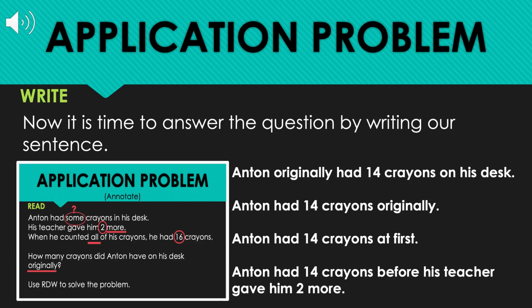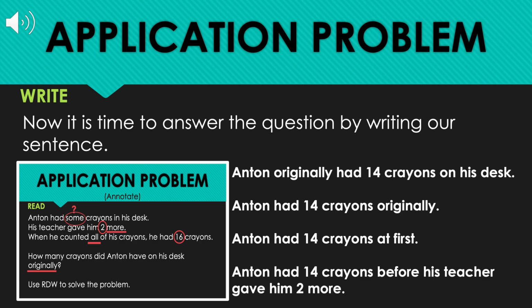Now that we've solved our problem using different strategies, it's time to do the W part, or the write part, of our RDW application problem. So we need to answer the question using our own sentence. Here's a combination of sentences. If you use any one of these, you're probably a genius, so go ahead and kiss your brain again. Anton originally had 14 crayons on his desk. Anton had 14 crayons originally. Anton had 14 crayons at first. And Anton had 14 crayons before his teacher gave him 2 more. So if you got the essential that Anton had 14 crayons, you solved this problem correctly.